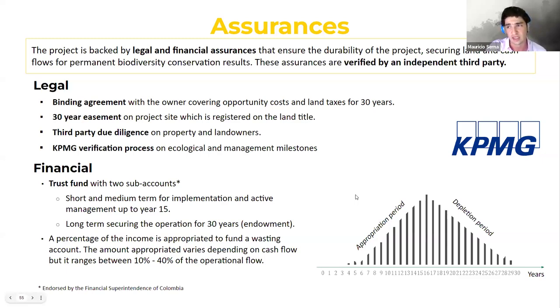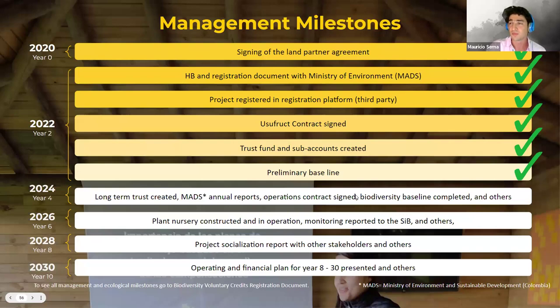Mariana has already explained this financial scheme. So there's a trust with two sub-accounts, one for the short and medium term, and the other one for the long term. That's the endowment that Mariana was talking about earlier. And right now, I'm going to finish by stating the management milestones that we've accomplished.